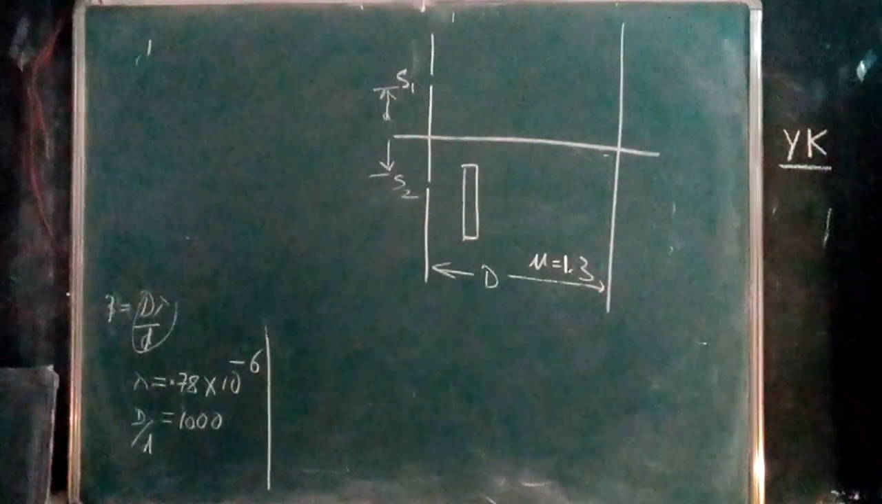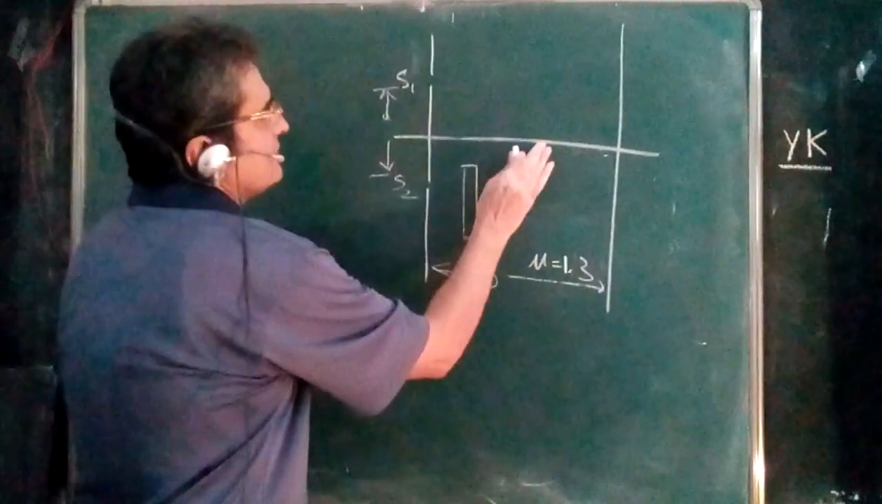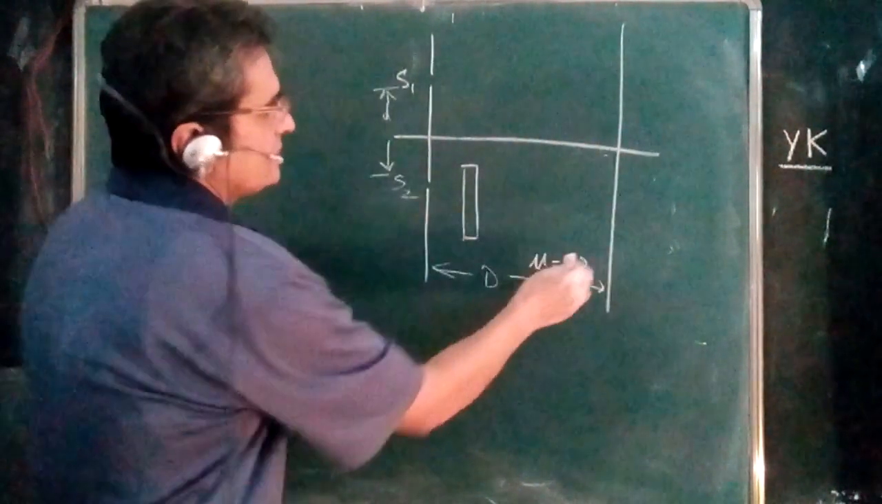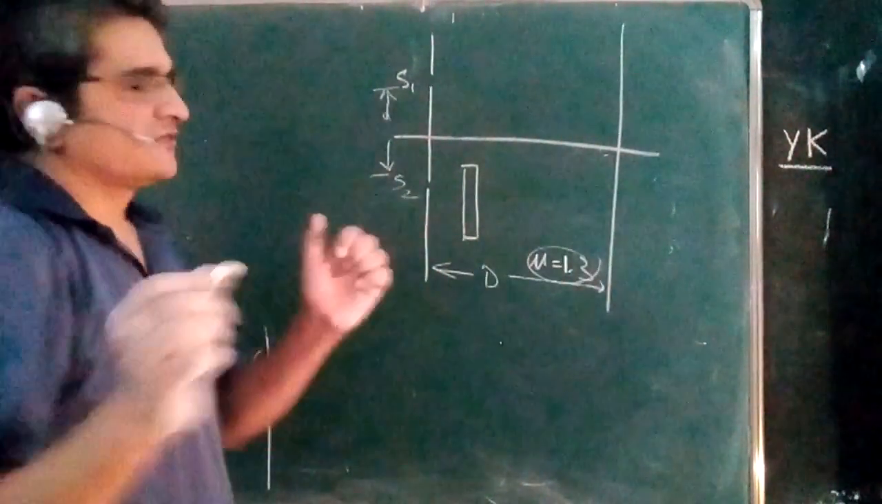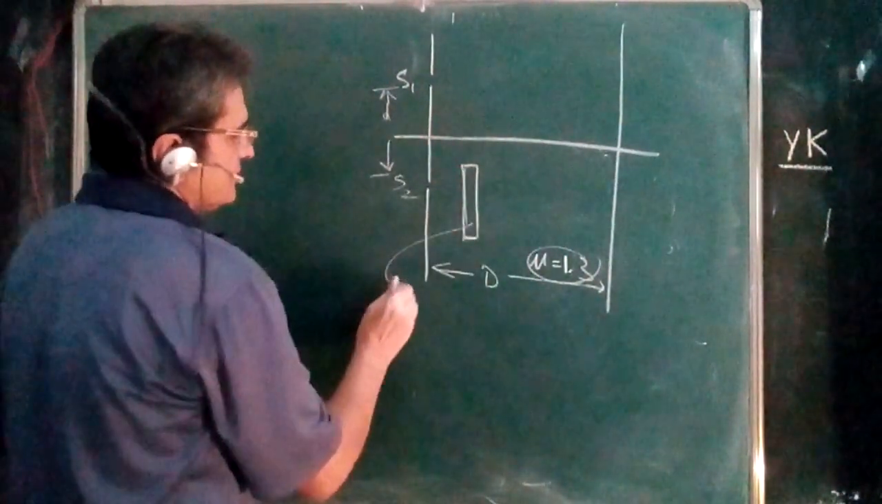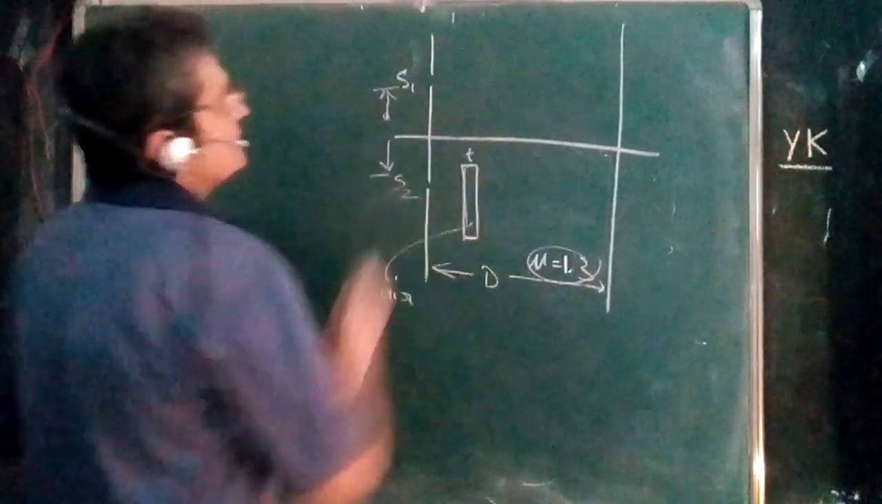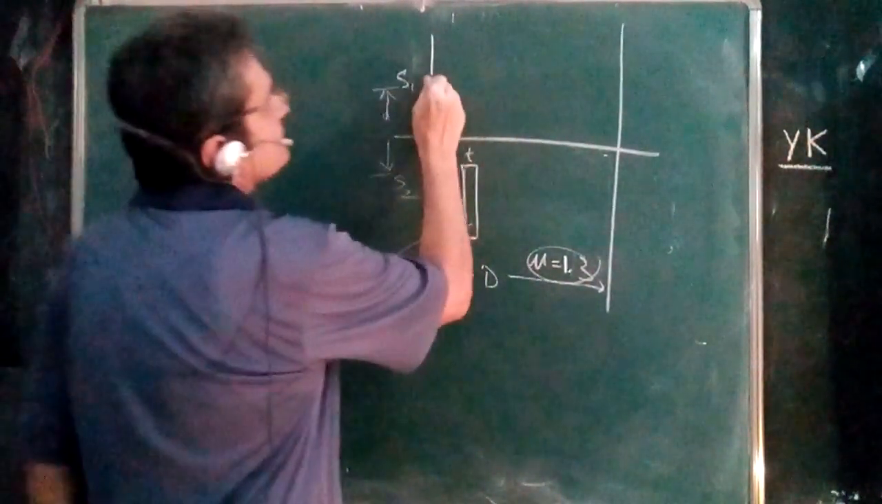We will cover this interesting problem on Young's double slit experiment. In the normal problems, you have air in between the slits and the screen. Here you have a medium with refractive index mu, which is 1.3, and this is an air gap here. Let the thickness be t.